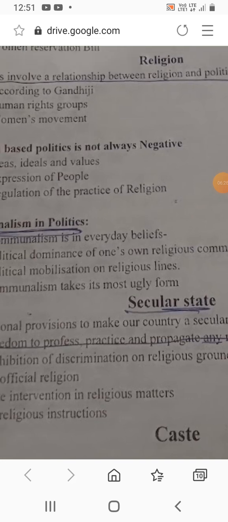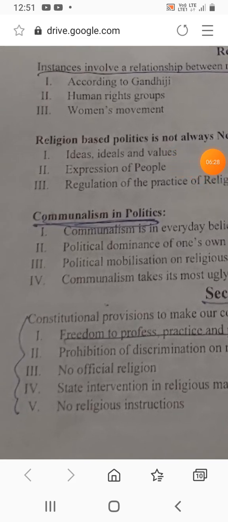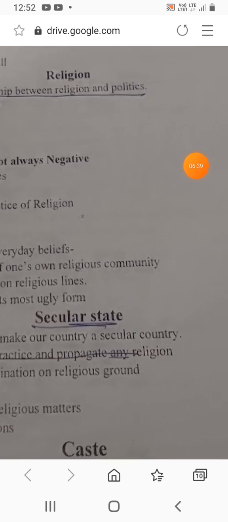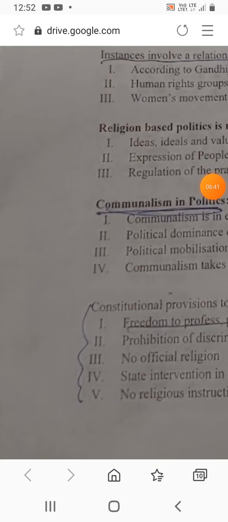Then you are leaving one line. Then your second point you are giving one heading, political dominance of one's own religious community. Then you are explaining that point in your own language. You are giving one point heading, explaining that point in your own language. So it becomes easy, especially in long questions. And remembering these key facts, key points and point heading, and following this point heading system, it also helps a lot in short questions and MCQs as well.